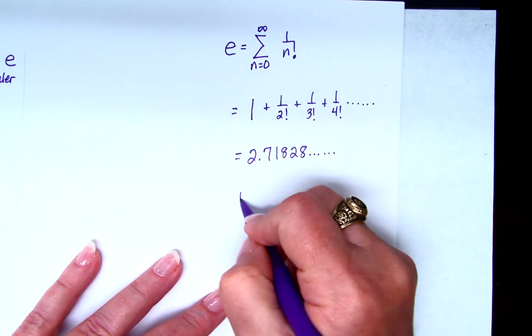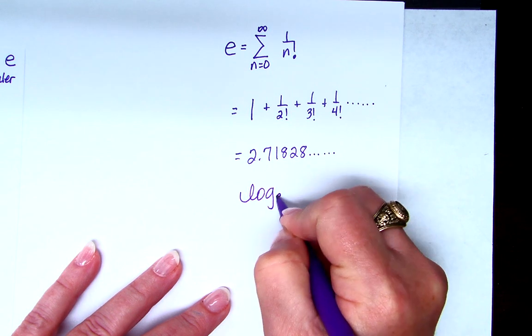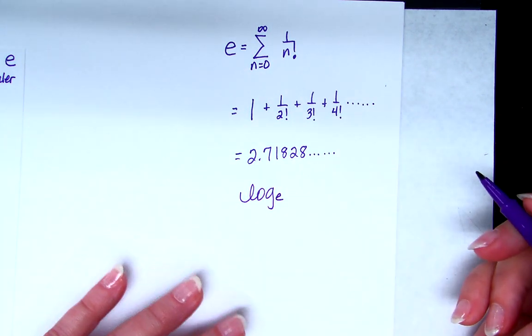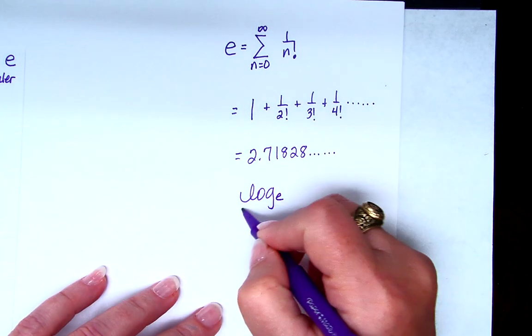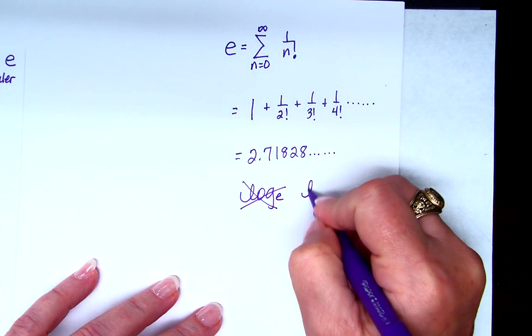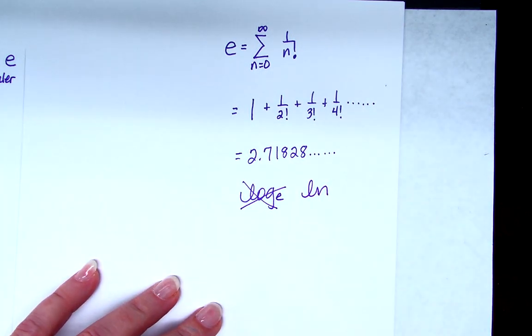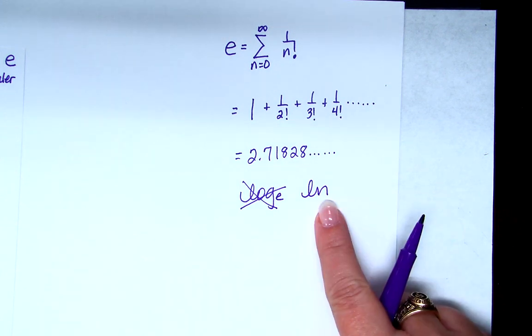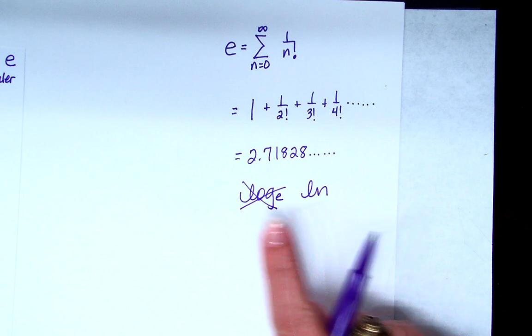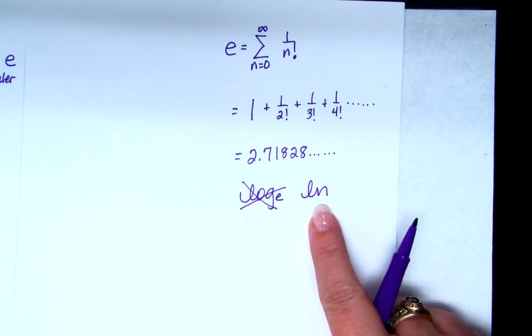But if you write log base e, mathematicians laugh at you. We don't write that. We write natural log. We call that natural log. When the base is e, that's the natural logarithm. When the base is 10, that's the common logarithm. This is the natural logarithm. All the same rules that apply to logs apply to natural logs.